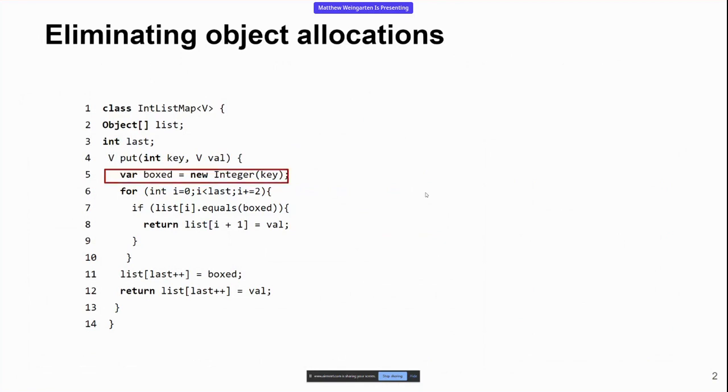And here on line 5, we have an allocation of the key that needs to be boxed before it's inserted into the array. And on lines 6 to 9, we just loop through the array and check if the key already exists in the map. If it's not existing, then we actually physically put the boxed key into the array.